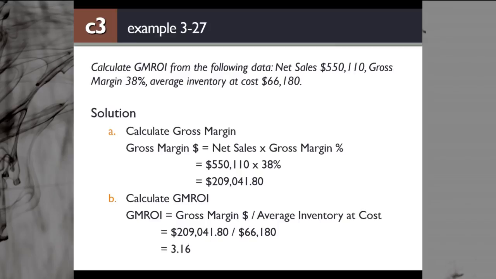So what does this mean? That means you will get $3.16 in gross margin dollars if you invest a dollar amount in inventory. Once again, if you have a higher number, that means you have more return on your gross margin. So now you also learned how to calculate your productivity based on inventory. Once again, we're going to talk more about stock turnover later, but you also learned GMROI and another way to calculate productivity based on inventory, in addition to space and human resources.